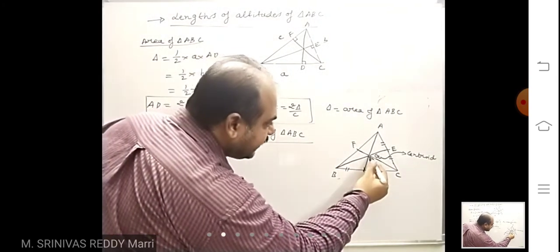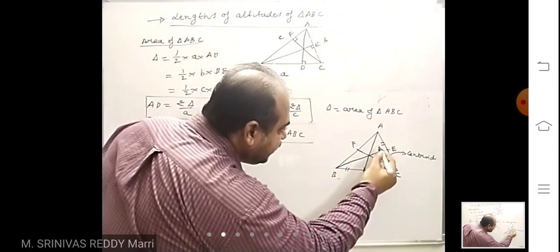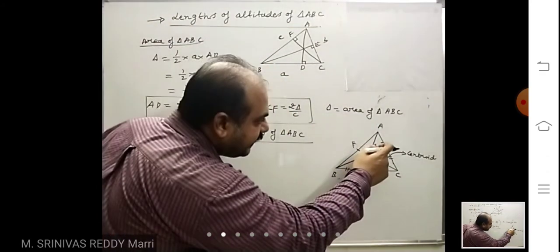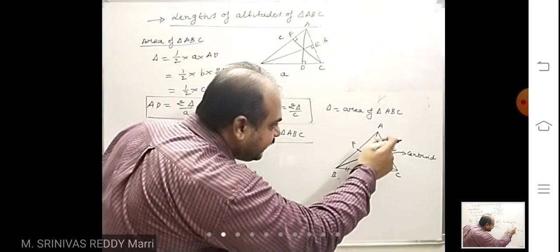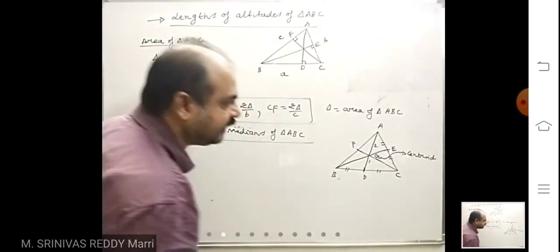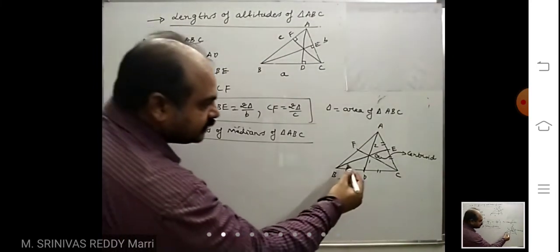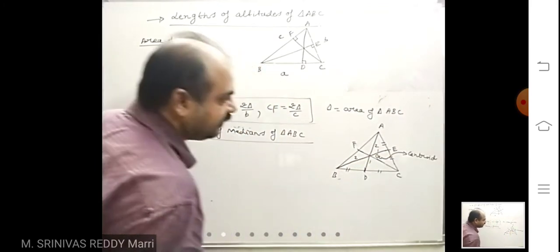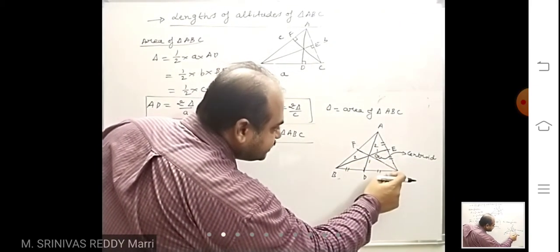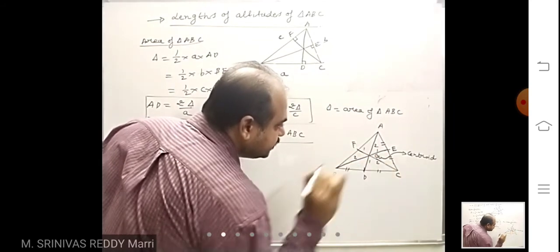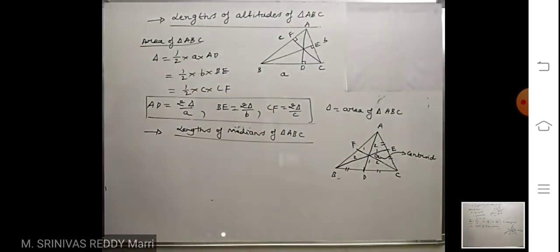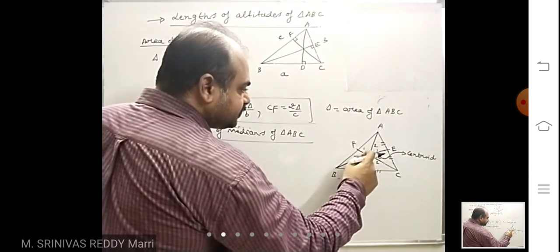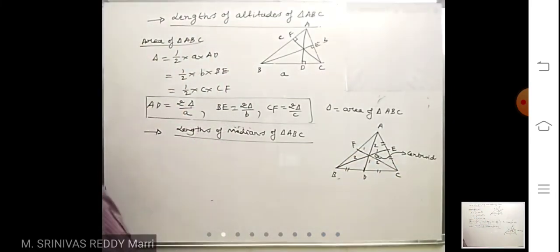Now this G is there. This G divides the median in the ratio 2:1. Look at here, I am writing 2:1. G divides AD in the ratio 2:1. That is a well known fact. So G divides BE, this median, in the ratio 2:1. Similarly, G divides this CF in the ratio 2 is to 1. These ratios you have to remember. Right? G divides AD, BE and CF each in the ratio 2 is to 1.